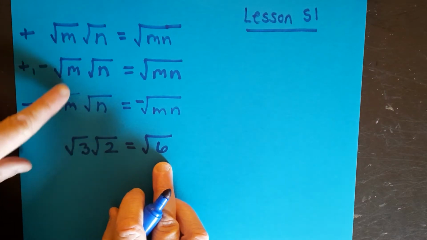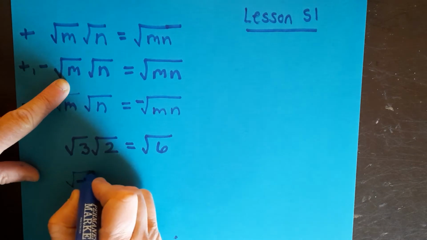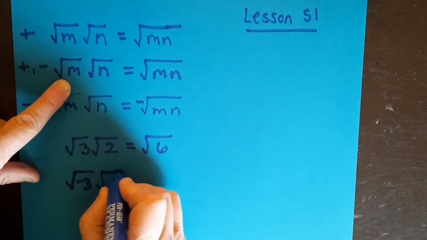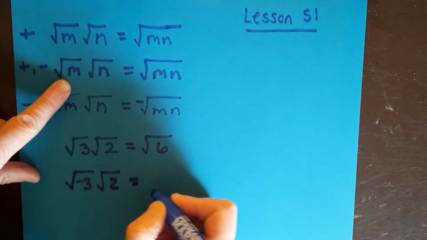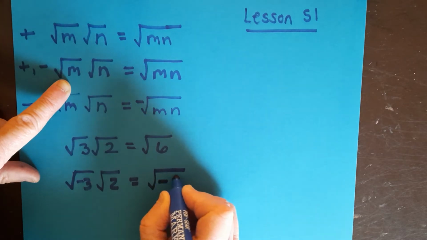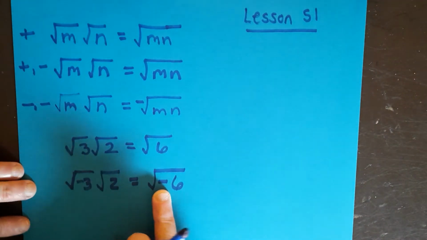Now let's say we have the square root of negative 3, which we'll talk about in a minute, because you're going to be like, how do we take a square root of a negative number? And I'll show you. The square root of negative 3 times the square root of 2 becomes the square root of negative 6. The negative sign is underneath the square root sign.